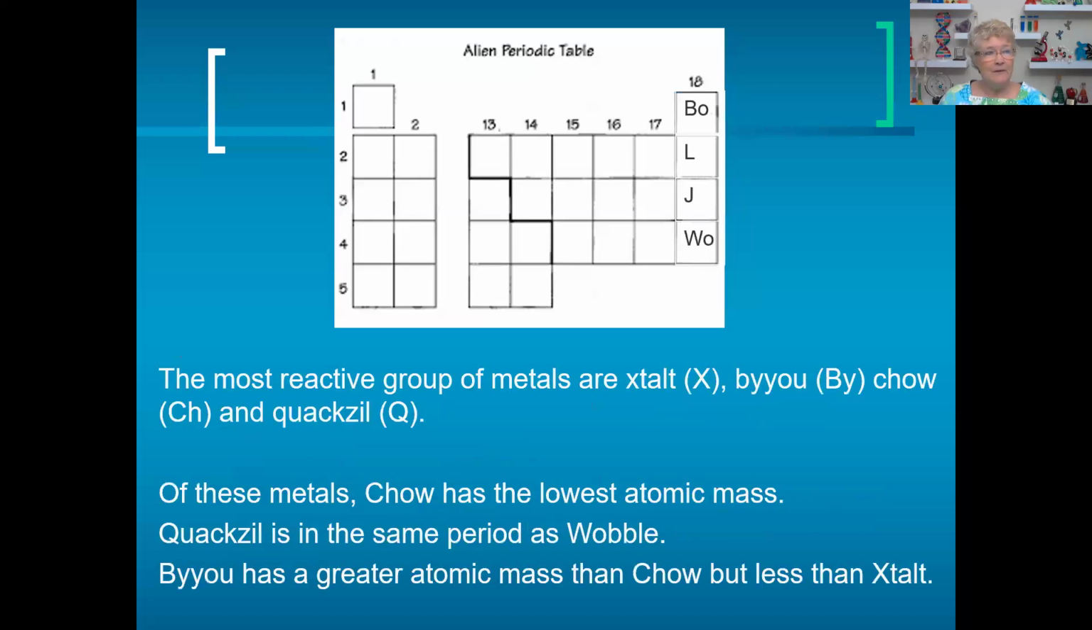All right. Now leaving those in place, Bomble, Logon, Gyptum, and Wobble, the most reactive group of metals are called Extalt, Biu, Chau, and Quaxel. All right. Which group, remember what a group is, a family up and down. Which group on the periodic table has the most reactive elements? Which side of the periodic table is the most reactive? Contains elements that really want to bond.